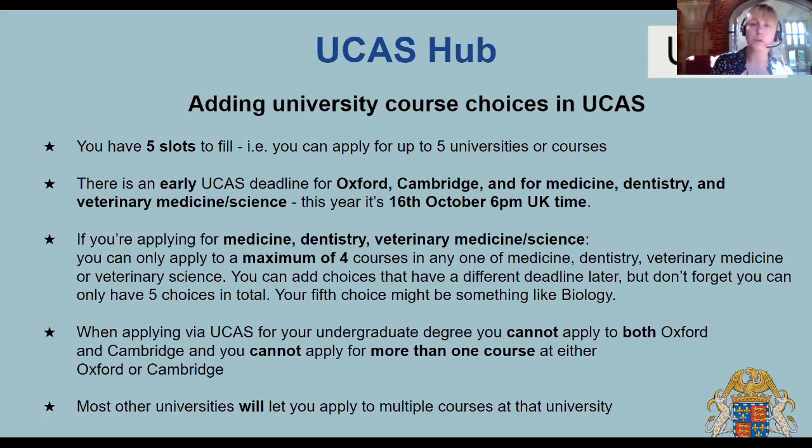When you're applying for your undergraduate degree, which I'm assuming everyone here today will be through UCAS, you cannot apply to both Oxford and Cambridge. And whether you choose Oxford or Cambridge, you can't apply for multiple courses at either one of those institutions. And most other universities, but do check their web pages, their prospectuses, and get in touch with those universities and course providers. But most other universities will let you apply to multiple courses at that HE provider, at that institution.